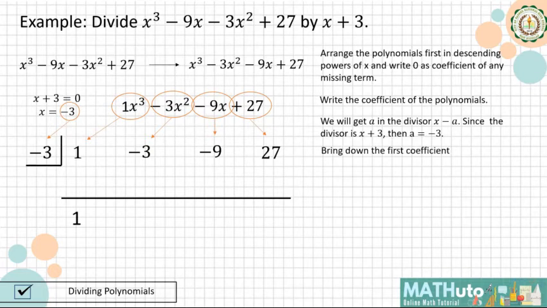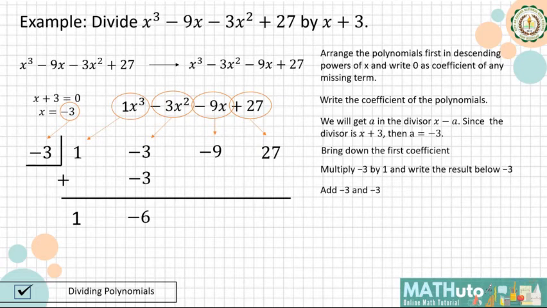Afterwards, we have to bring down the first coefficient, which is 1. And then multiply negative 3 by 1 and write the result below negative 3. So we have negative 3 times 1, which is negative 3. Then add negative 3 and negative 3, and that will become negative 6.